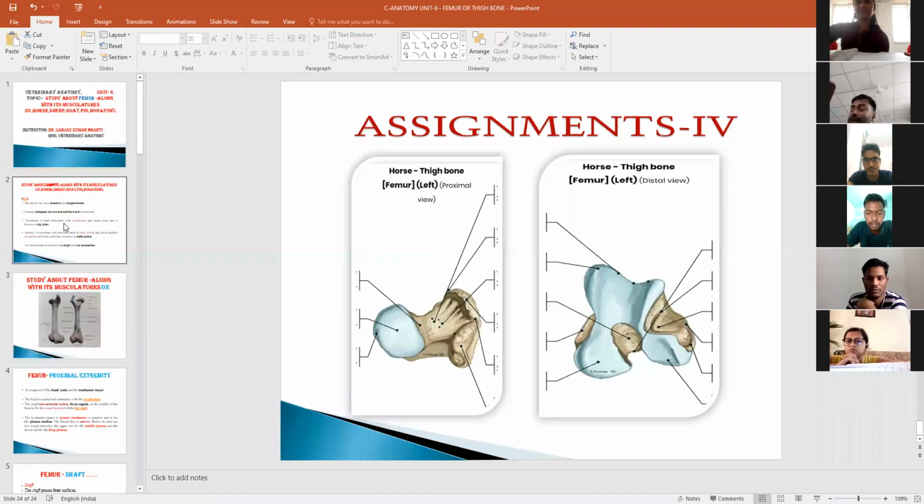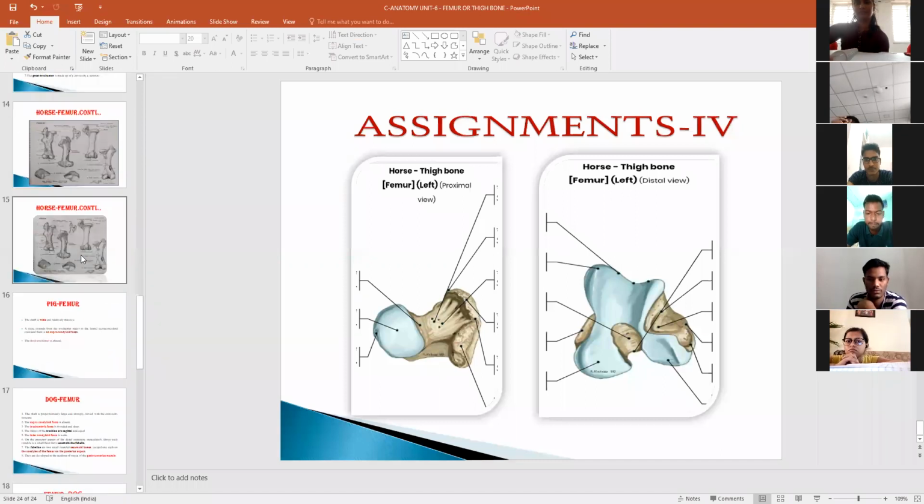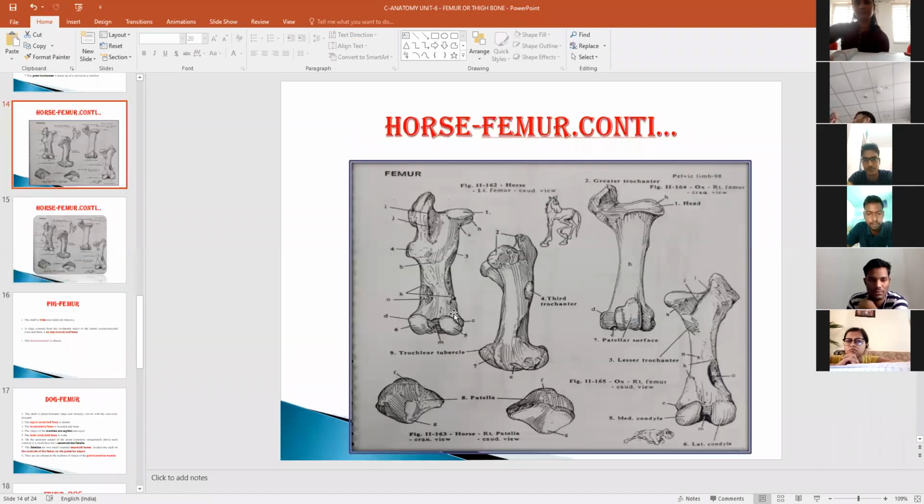Now the question is for Amit Ranjan. Amit Ranjan, are you ready? Yes, sir. Good. Number 4, third trochanter. Right. I think trochanter is some greater trochanter.